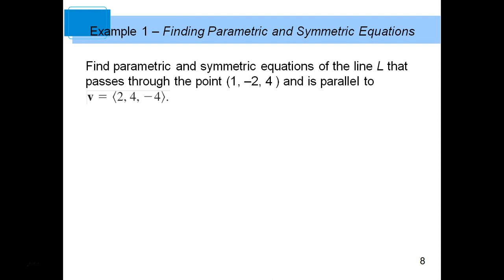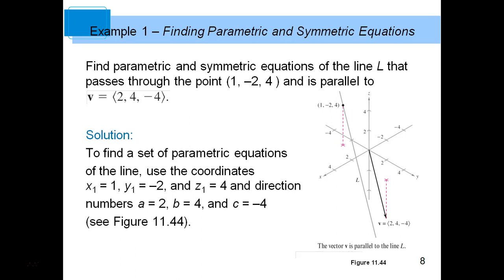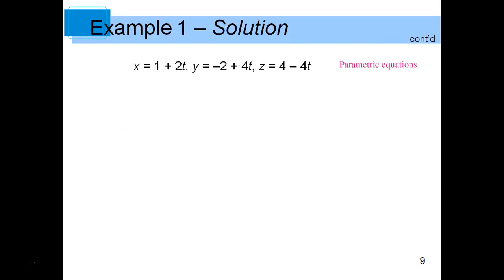I want to find the parametric and symmetric equations of the line L that passes through the point 1, negative 2, 4. So that's P, that's where we're going to start. We want it to be parallel to the direction vector 2, 4, negative 4. So which Q's do we need to stop at? Well, I'm going to pull out x1, y1, and z1, and then I'll also pull out a, b, and c. And then from that, all we really need to do is plug it into those parametric formulas. So x will be equal to 1 plus 2t. y will be equal to negative 2 plus 4t, and then z, the z1 point is 4, and the c value was negative, so 4 minus 4t, and those are my parametrics.